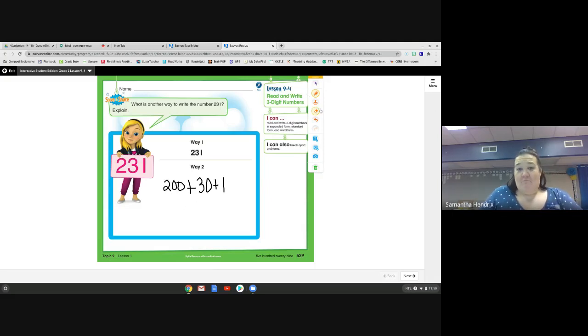Okay, now if I wanted to type it out, it would be two hundred thirty-one. Okay, and then I'll move that down there. Okay, so those are 2 different ways you can write it. So we have standard form, expanded form, and word form. Okay, pause if you need to write that down.